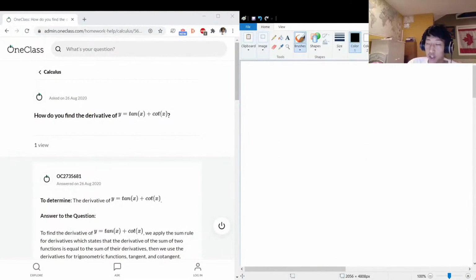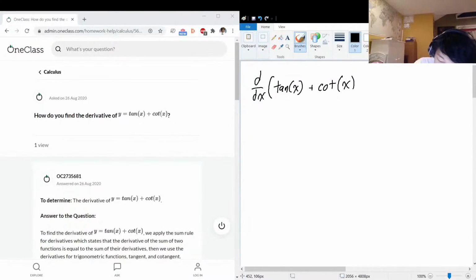Okie dokie, artichoke. So, the next question that we have on the menu today. How do you find the derivative of d over dx of, I'll just take the right side because I guess we don't really need the y, of tan x plus cotangent of x.